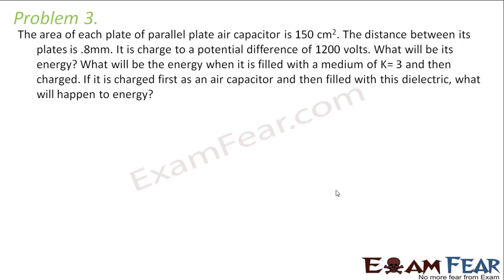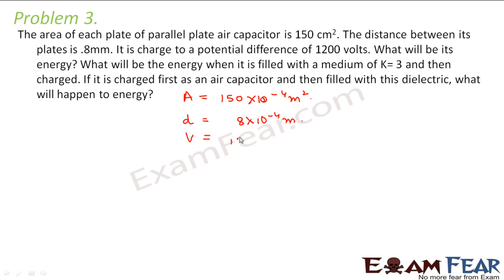Let us look at the last problem on this topic, which says the area of each plate of a parallel plate capacitor is 150 centimeter square. Let me start writing what is given. Area is 150 cm², that is 150 × 10^-4 m². The distance between its plates is 0.8 millimeter, that is 8 × 10^-4 meters. It is charged to a potential difference of 1200 volts. What will be its energy?